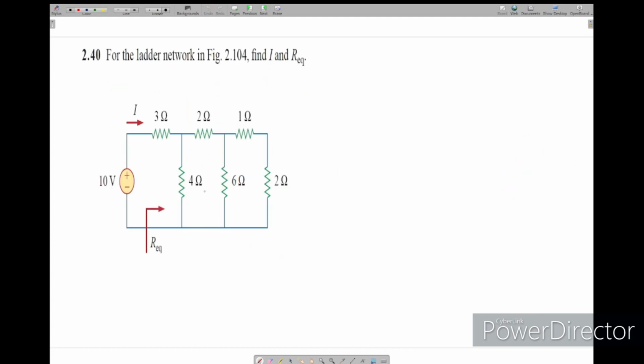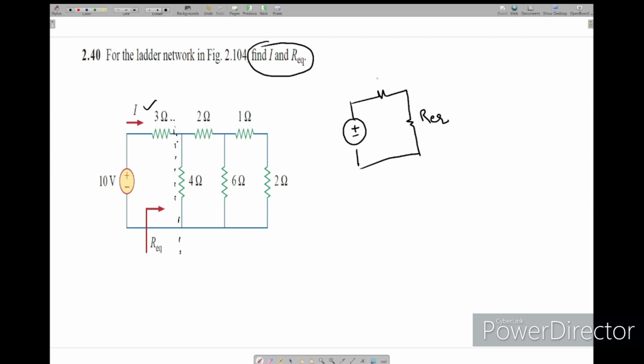This is also a very simple problem, but here we have to find the I as well as R equivalent. So what he is asking is, here we have to find the R equivalent. To find the I, we'll get the circuit in this manner, 3 ohms, R equivalent, 10 volts. This is I. To get the I we should use I equal to 10 divided by 3 plus R equivalent. So we need R equivalent.